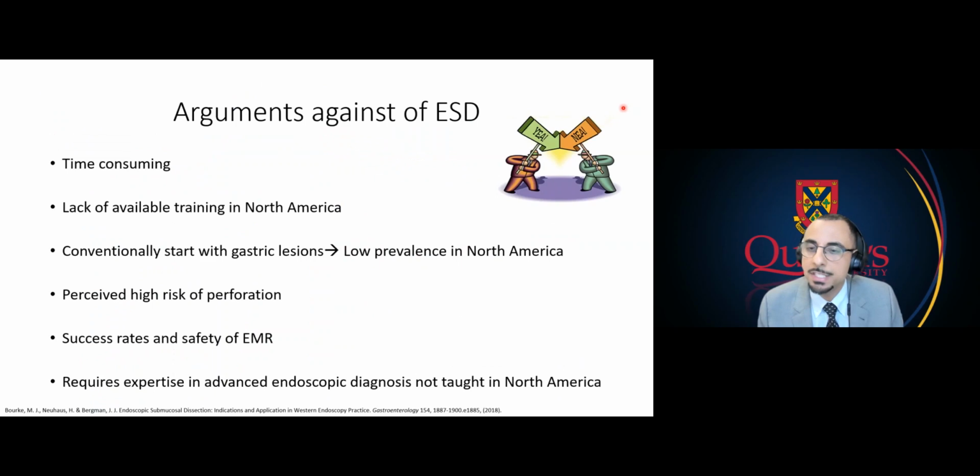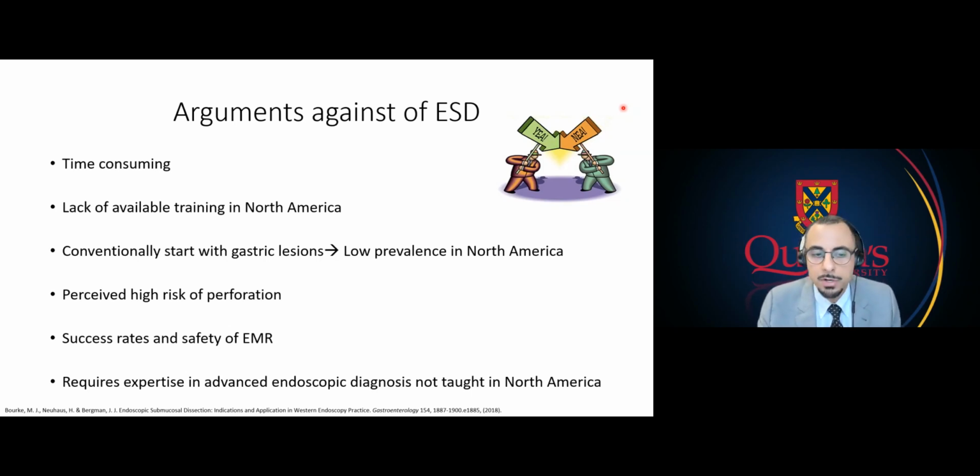The arguments against ESD really are that it's time consuming. We don't have any formal training in North America. Conventionally in Asia, you start training with gastric lesions, early gastric cancers in the antrum, as this is generally the easiest area to start ESD, and the risk of complication is much lower there because the wall is much thicker. There's a perceived high risk of perforation, but as I showed you, it's actually very similar to EMR. And people say, well, EMR is safe and effective. Why do we need ESD?